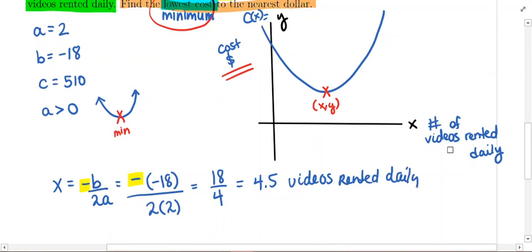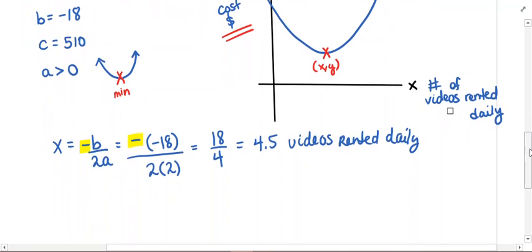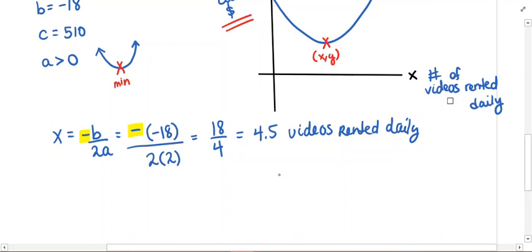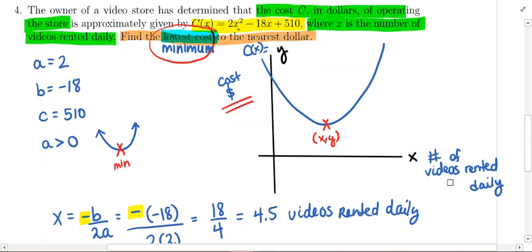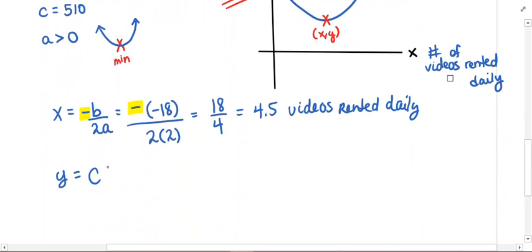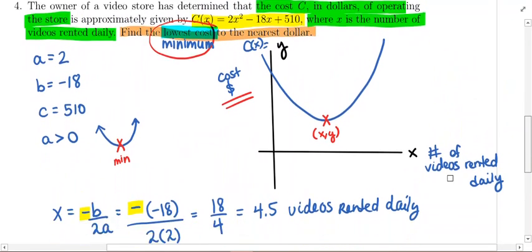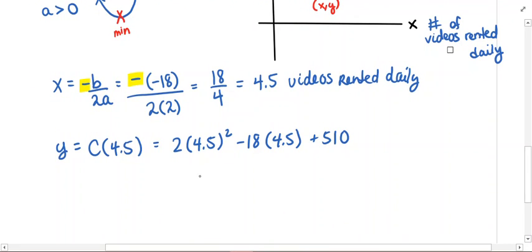Again, this is not what the question is asking for, so this is not the final answer. We're after the lowest cost to the owner. So that's the y value. Now that we have the x value of the vertex, we need to plug this number 4.5 into the original function to get the cost value. So we've got to plug into our function. We're going to get the y value, which is the cost when 4.5 videos are rented daily. That's going to be 2 times 4.5 squared minus 18 times 4.5 plus 510. I think that's what it looks like. Yeah, I just plugged 4.5 into the original function.